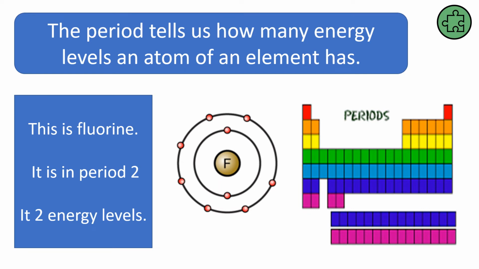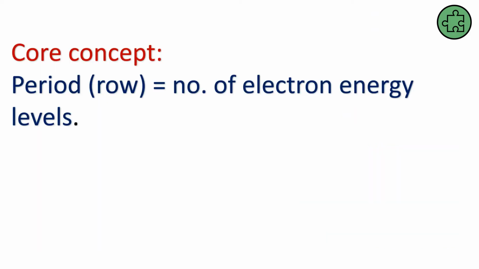The row, or the period, to use the correct term, as in the periodic table, tells us how many energy levels an atom of an element has. So if you look at the picture there, the diagram of fluorine, it's got 2 energy levels, and so it must be in period 2. So our second core concept then is that the period, or that's the horizontal rows, tells us the number of electron energy levels an element has.